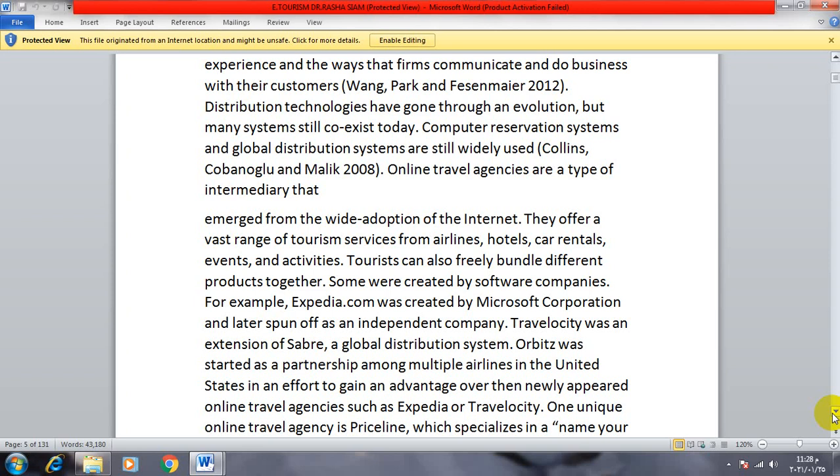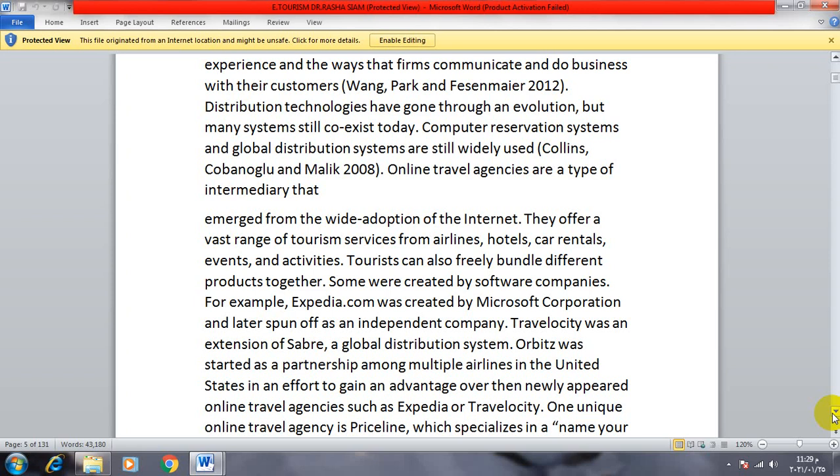Some were created by software companies. For example, Expedia.com was created by Microsoft Corporation and later spun off as an independent company. Travelocity was an extension of Sabre, a global distribution system. Orbitz was started as a partnership among multiple airlines in the United States in an effort to gain an advantage over the newly appeared online travel agencies such as Expedia or Travelocity.